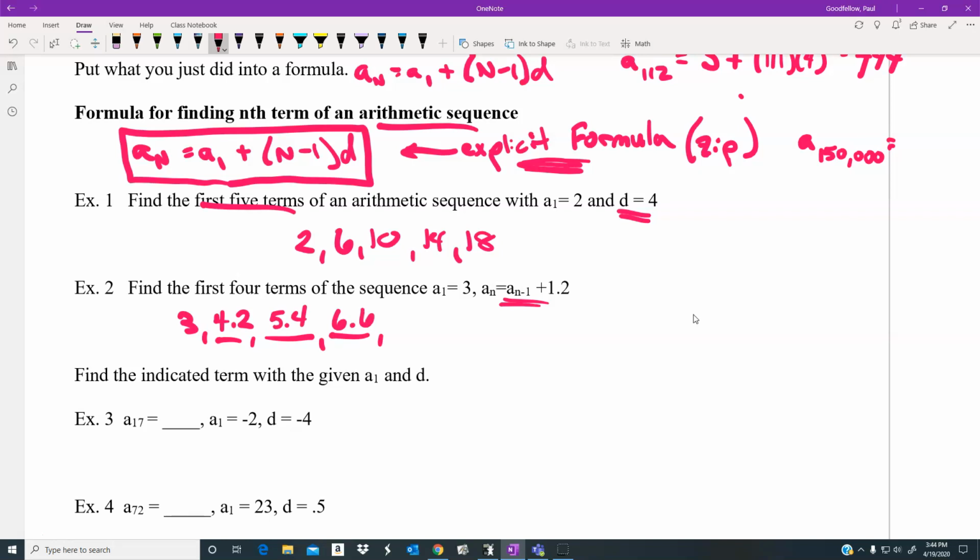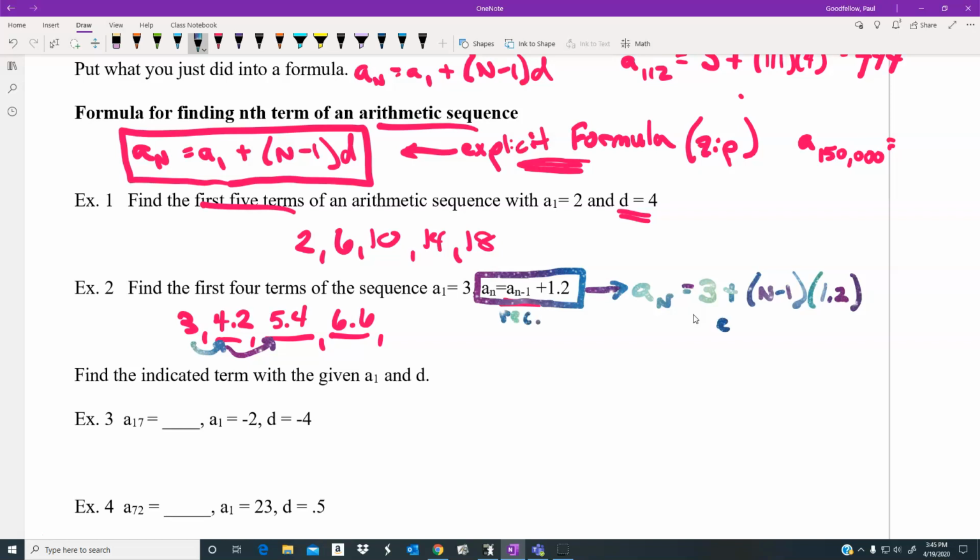This one is an arithmetic sequence too. So even though it was written as a recursive formula, you could actually write that recursive formula as an explicit formula as well. You could say it's 3 plus n minus 1 times the common difference of 1.2. Those two formulas are exactly the same. This is a recursive way to think about it, and this is an explicit way to think about it. Both of them are the same kind of idea.